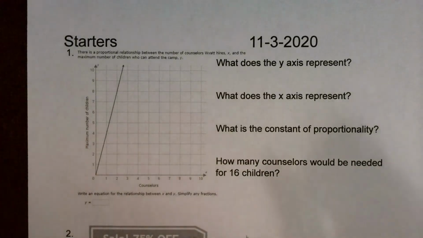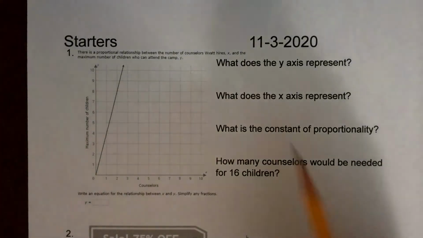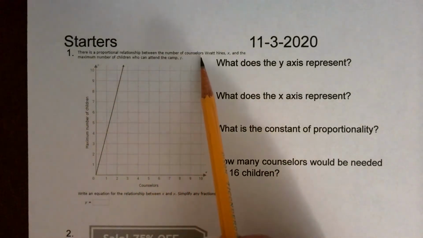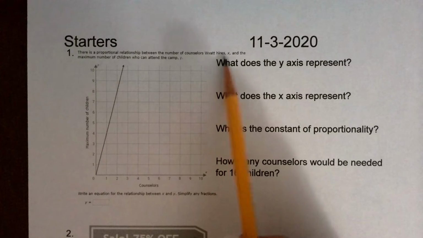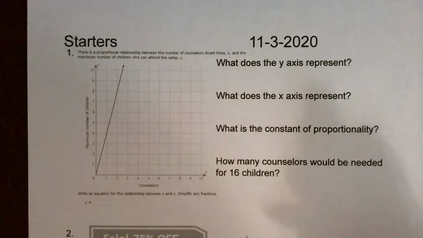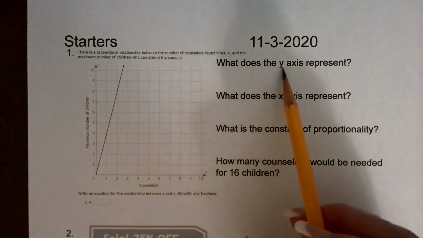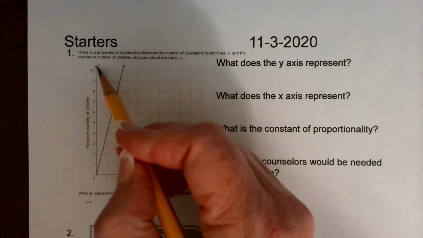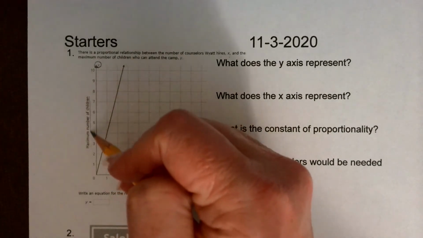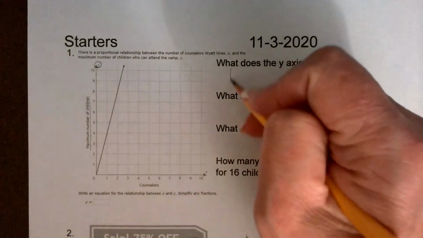Okay, here are the answers for the starters for Tuesday. So there's a proportional relationship between the number of counselors that Wyatt hires, that's the X value, and the maximum number of children who can attend the camp, that's Y. What does the Y-axis represent? Remember that the Y is here, and that represents the maximum number of children.